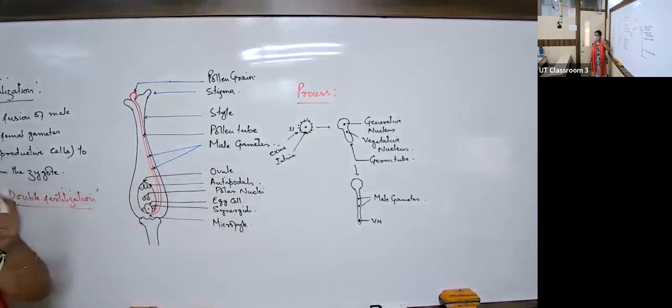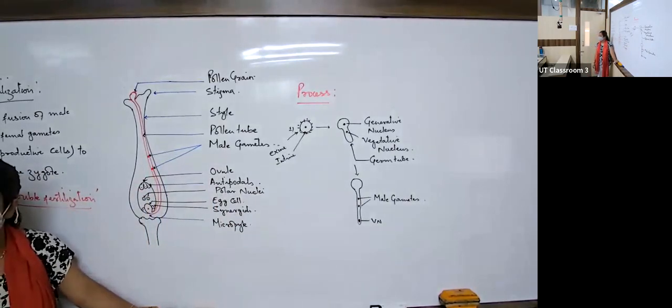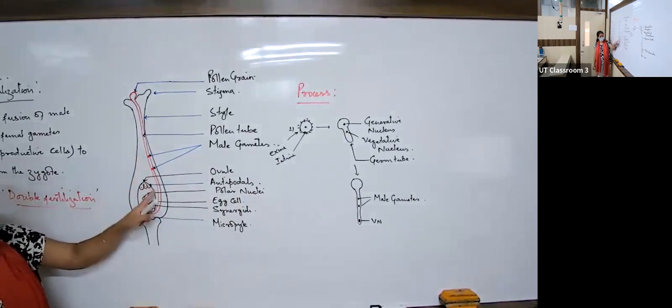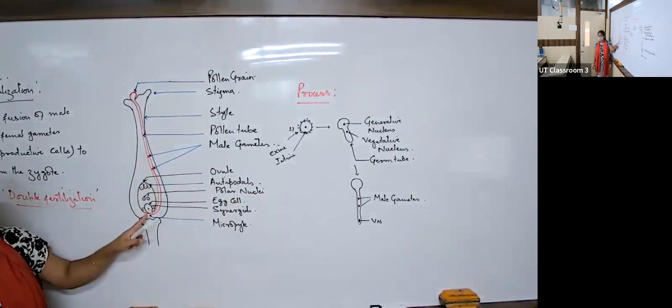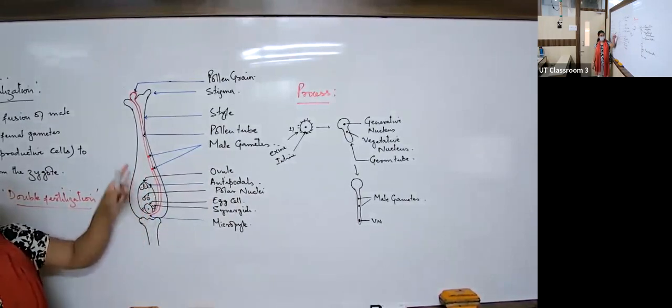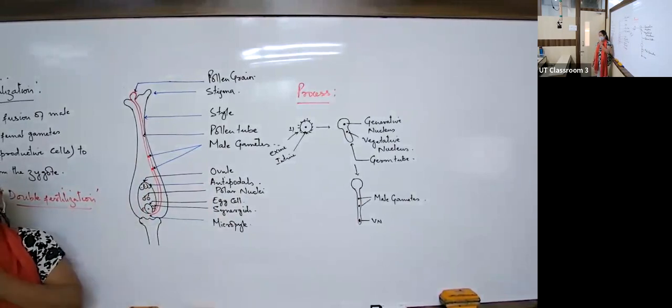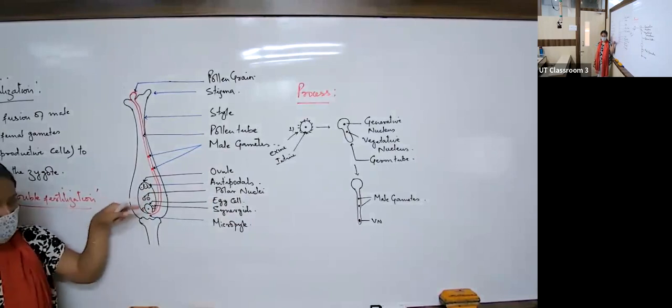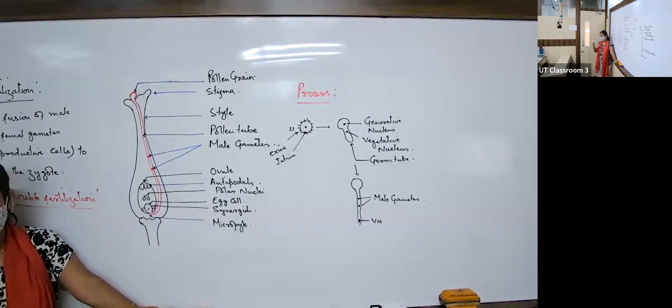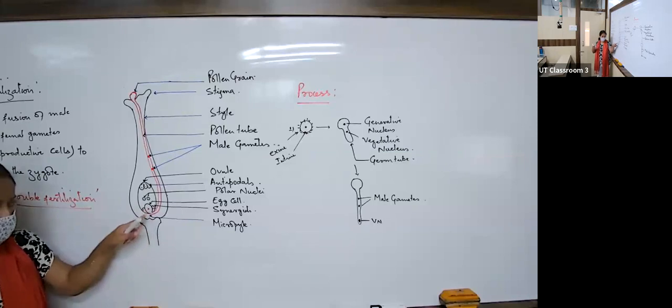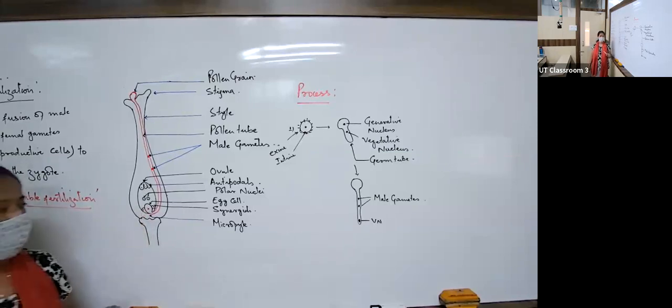Now the question is, how long will the pollen tube grow? The pollen tube will keep growing until it comes and touches the base of the ovule. What's the function of the pollen tube? The transfer of the male gametes. So the pollen tube ultimately has to grow and reach the base of the ovule.